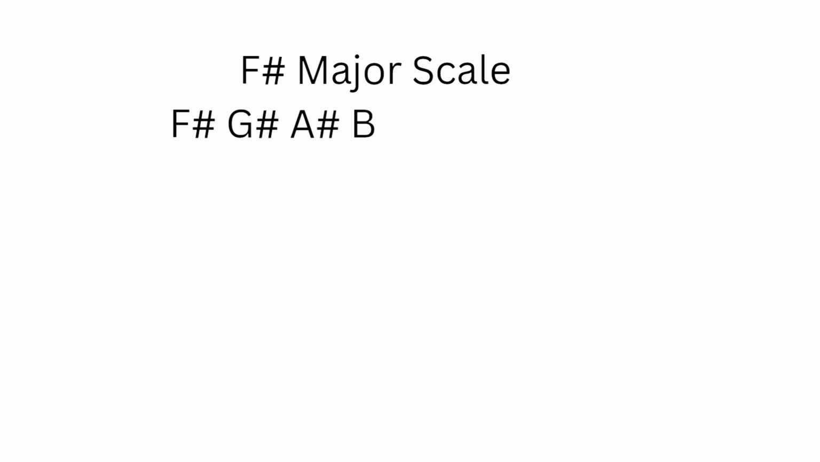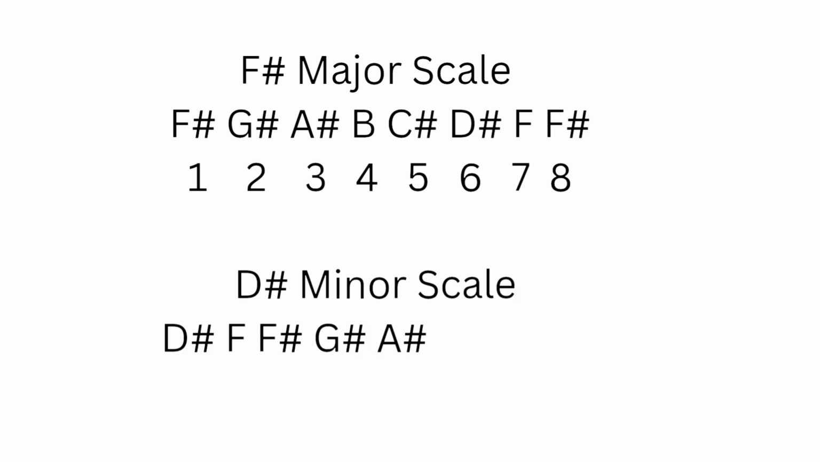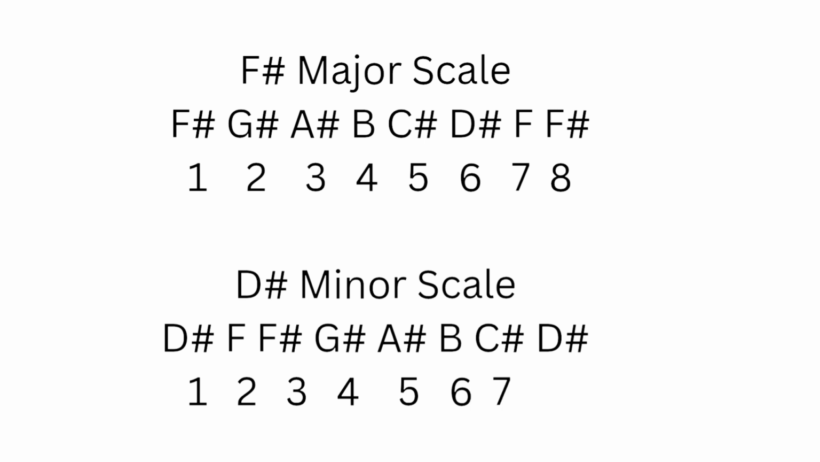The next scale is F sharp major scale. The notes of F sharp major scale are F sharp, G sharp, A sharp, B, C sharp, D sharp, F, and F sharp. You go down 3 semitones from F sharp to F and F to D sharp. The D sharp will be the minor scale, that is D sharp minor scale.